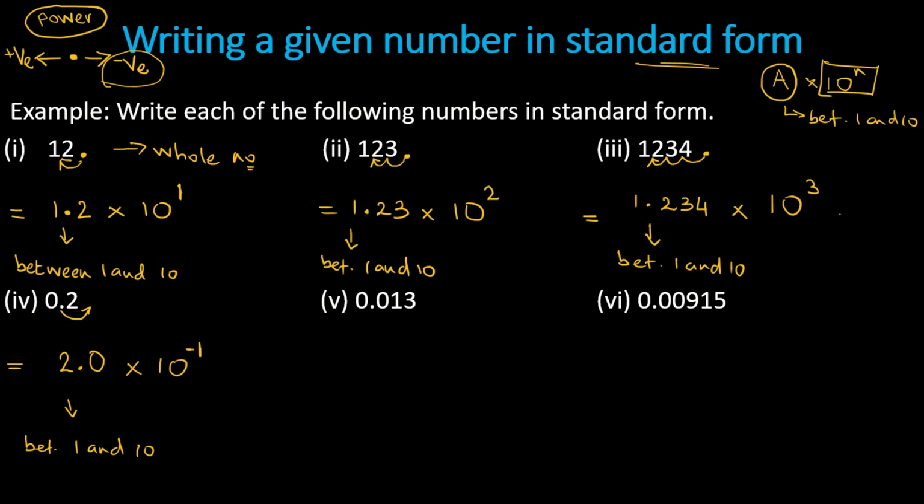Let us see the fifth part, 0.013. Again, we don't move the decimal to the left. Instead, we move it to the right until we reach a number between 1 and 10. Do we stop?